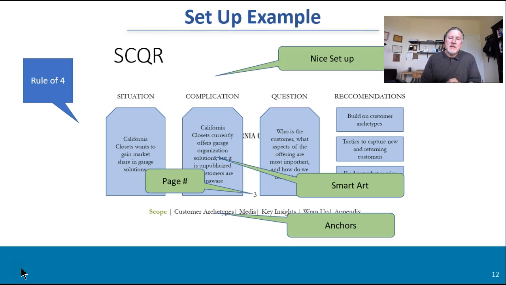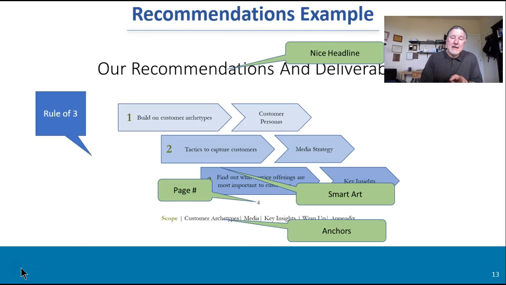Here's a setup for SCQR. This is a team that worked with California Closets. So you have the rule of 4, SCQR. It sets up very nicely the pieces of the story with the recommendations to move forward. Okay, and also a page number, which they didn't put in the lower right corner; what they did was they put it in the middle. But what I like about this is they have anchors. So in each section you can see that these anchors will tell you which section you are in. So this is a nice little example, and that might be something to consider as you work on your presentations.